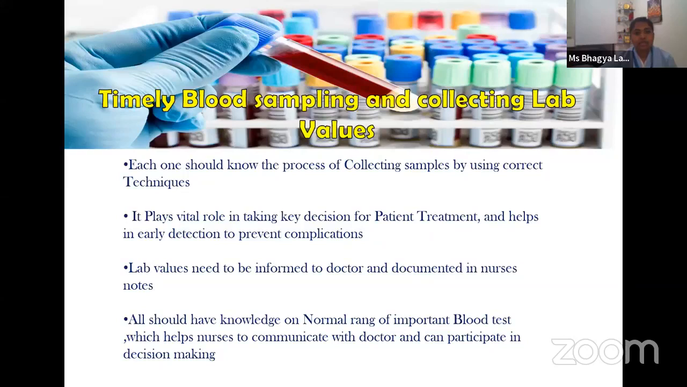The doctor also communicates: yes, this patient requires this, so he will order, he will have the plan of treatment, he will give the instructions. The instructions will be carried out in time with coordination with the doctor, when we understand the importance of these specific blood samplings. Lab values need to be informed to the doctor. All should have knowledge, as I have said, of the normal range of important blood tests, which helps the nurses to communicate with the doctor, and we can participate in the decision making along with the doctor, and it in turn improves our knowledge. Next slide.